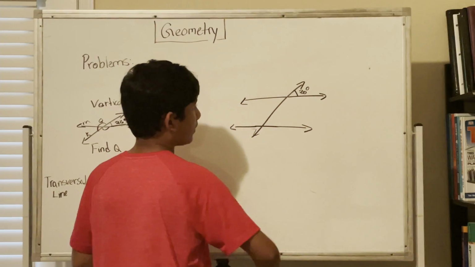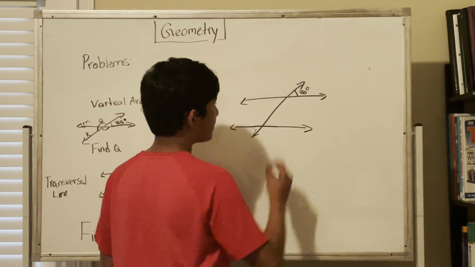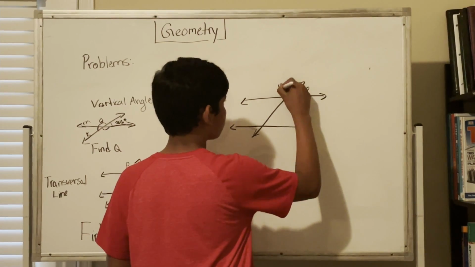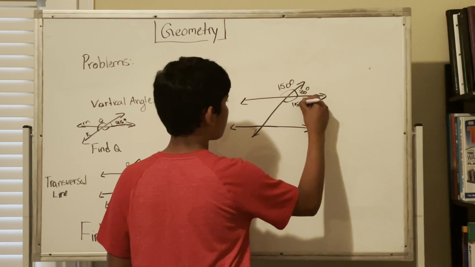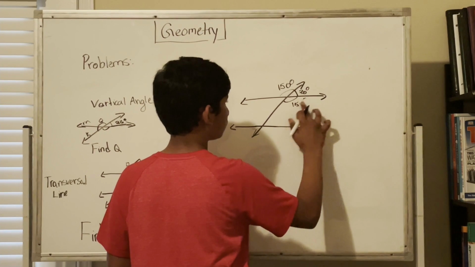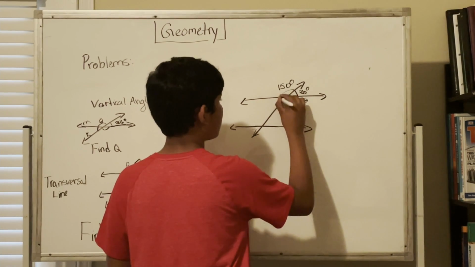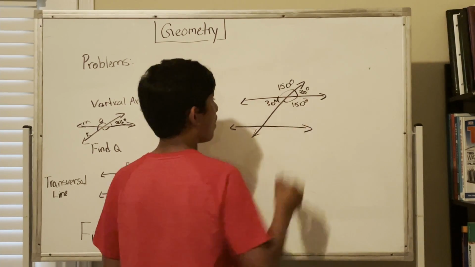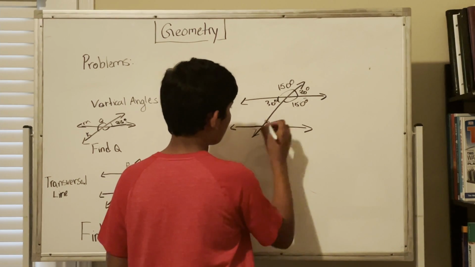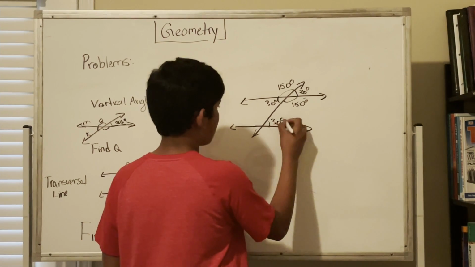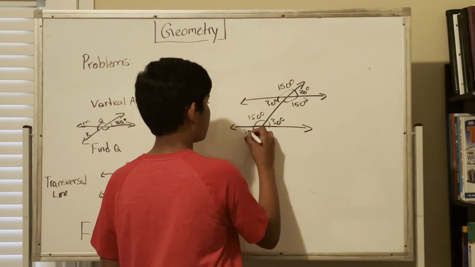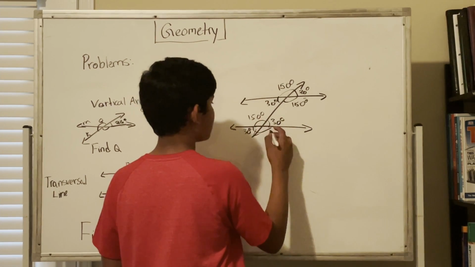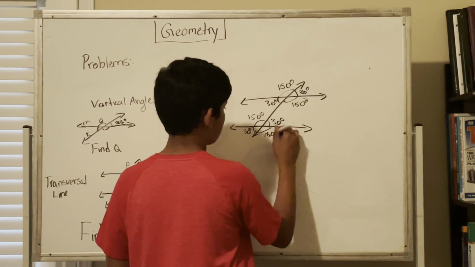Obviously, the supplement of 30 degrees is 150 degrees, which means this is 150 degrees. And this is 30 degrees, which also means that this is going to be 30 degrees. This is going to be 150 degrees. This is going to be 30 degrees. And this is going to be 150 degrees.